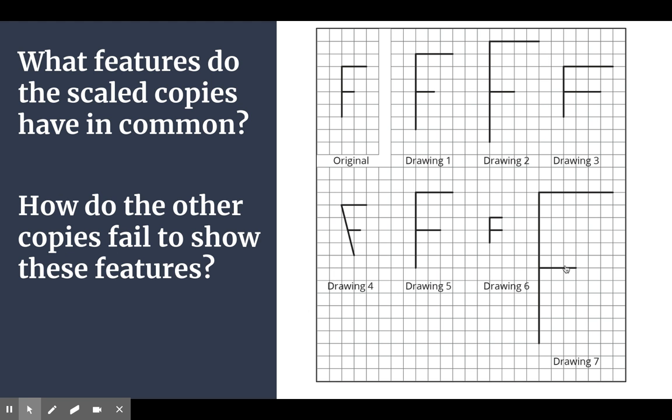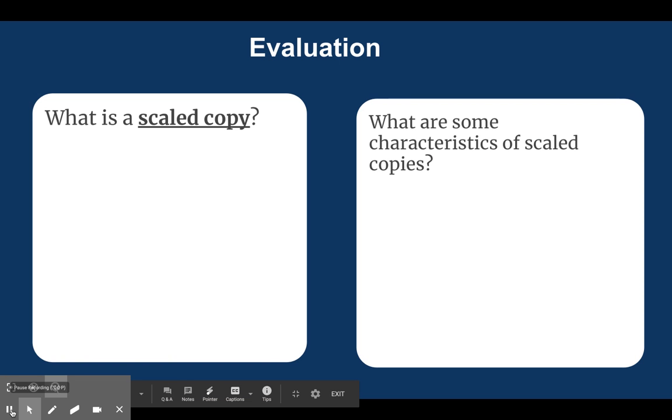Let's hear 2 or 3 of you share what the obvious differences are, and you can pick either one of the drawings, 3, 4, 5, or 6. What are some of the obvious differences between those 4 drawings, 3, 4, 5, and 6, from the original? So let's take about 2 minutes to pause the video here and share out.